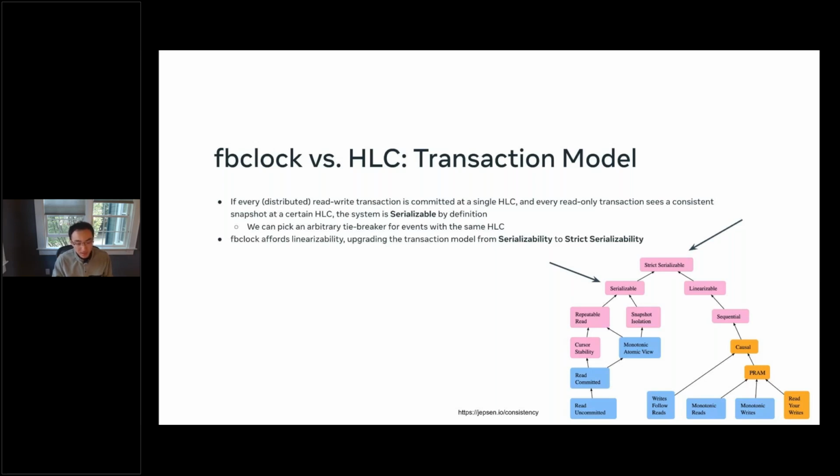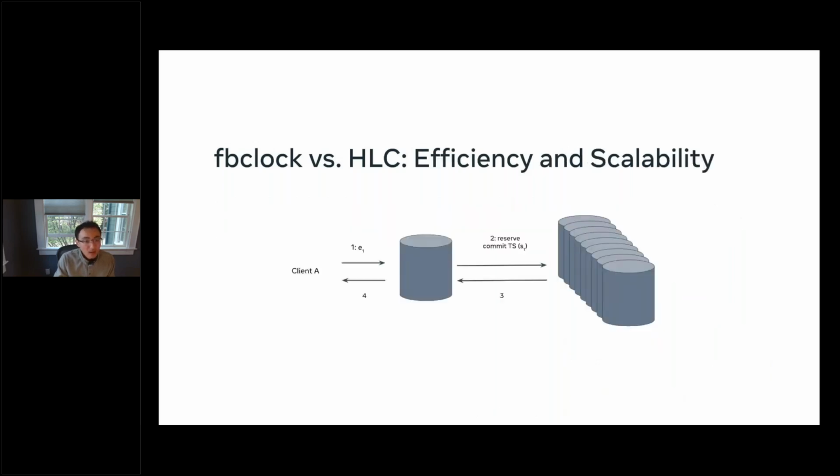But by upgrading from HLC to fbclock, we also upgrade serializability to strict serializability, which is essentially saying that not only do all those read and write transactions happen as if in a sequential order, but that order is also consistent with physical time or any external observers. So that is also, again, very strong. And that is something very hard for HLC to do.